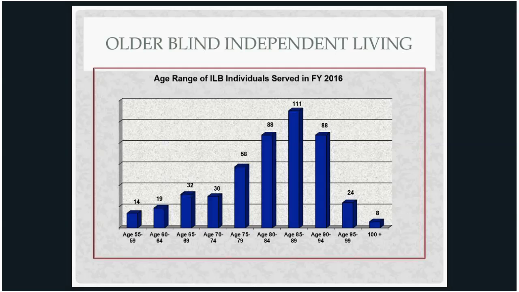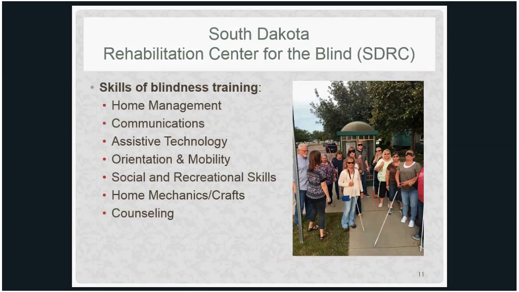So we talk about the Older Blind Independent Living Program, assisting people age 55 and older. You can see in this next chart, actually not that many people in their 50s and early 60s getting the services. We're providing a lot more services to people over the age of 80. 67% of the people served were over the age of 80, and 8 people were over the age of 100 last year. So that's really cool to see that we can go in and provide services to people over 100 years old so they can be independent in their own home. That's awesome.